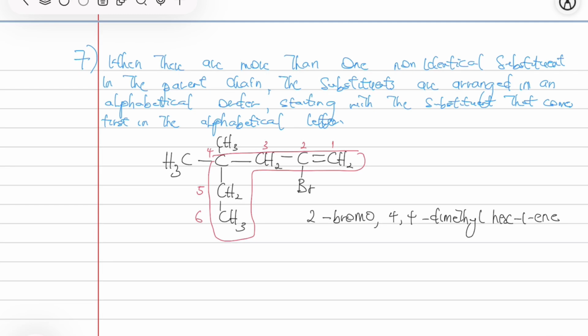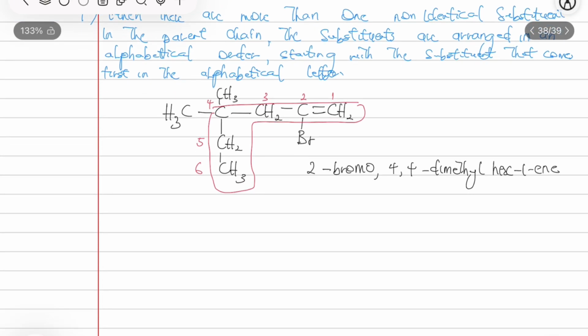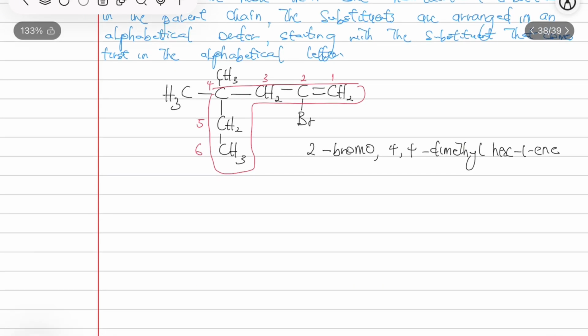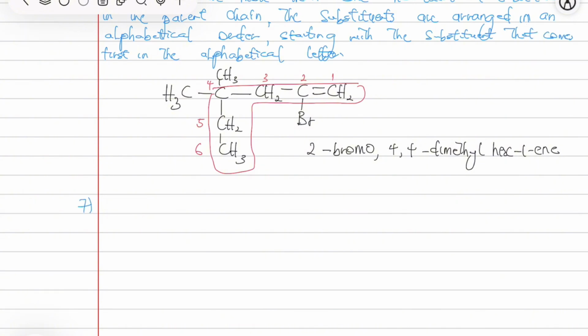2-bromo-4,4-dimethyl-hex-1-ene. It is 2-bromo because the bromine substituent is at position 2 of the parent chain and B comes before M in the alphabetical order. That is why we wrote the bromine first. And it is 4,4-dimethyl because we have 2 identical methyl substituents at position 4 of the parent chain, and the parent chain is hex-1-ene.